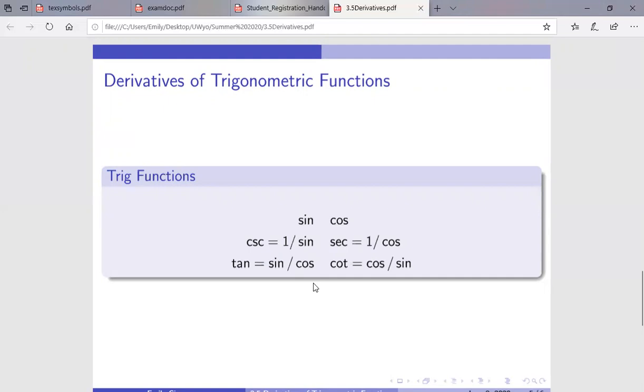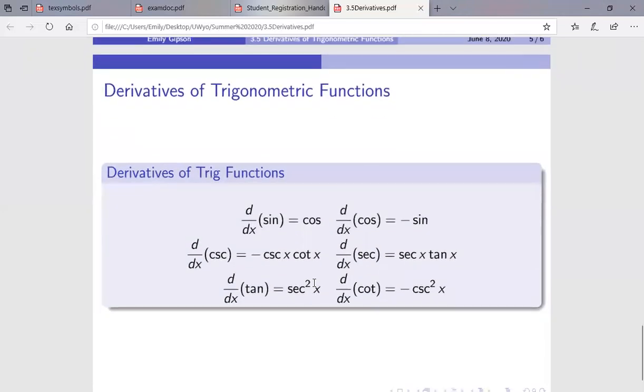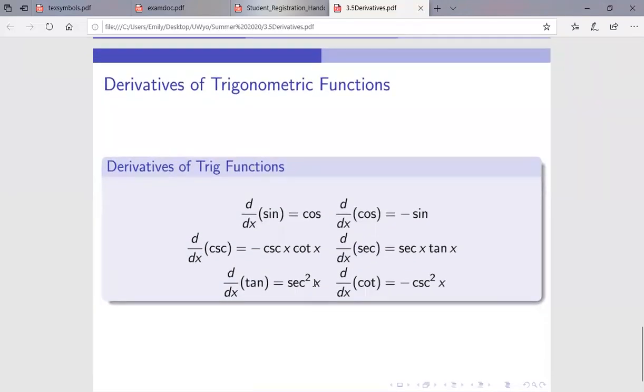And each one of these 6 functions has their own derivative that you need to memorize because deriving them is very difficult. So the derivative we've already seen of sine of x is cosine of x. The derivative of cosine of x is negative sine of x. The derivative of cosecant is negative cosecant times cotangent. That's interesting. The derivative of secant of x is secant x times tangent x.